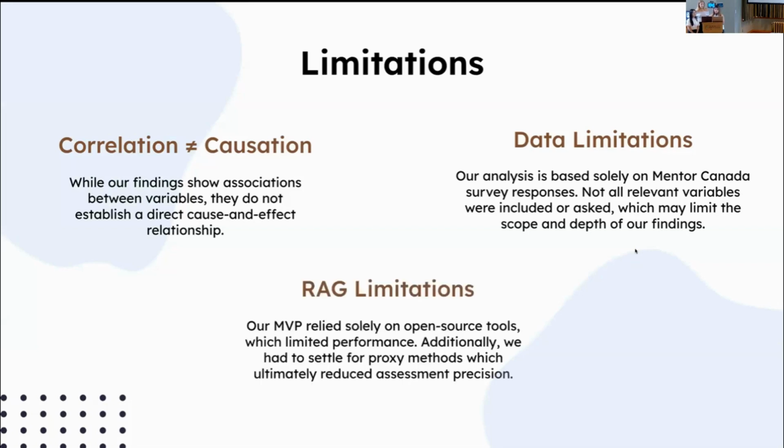And while we were able to produce a working minimum viable product, or MVP, for our RAG pipeline, relying solely on open source tools constrained the level of performance we could achieve compared to using more advanced proprietary solutions. In addition, not having access to an evaluation set with established ground truths meant that we had to rely on proxy methods to assess the model's accuracy, which ultimately limited the precision of our evaluation.